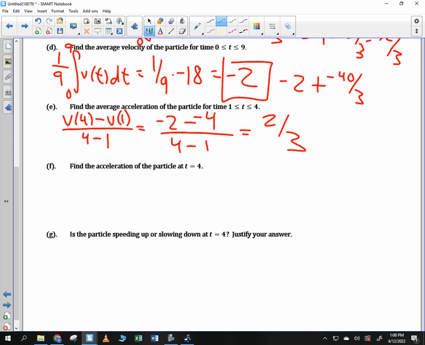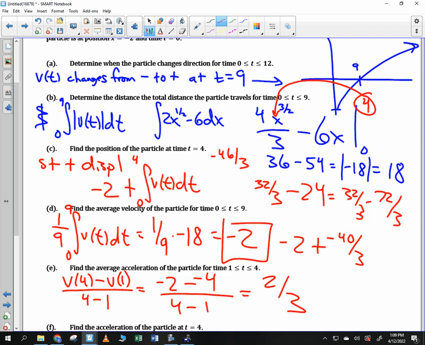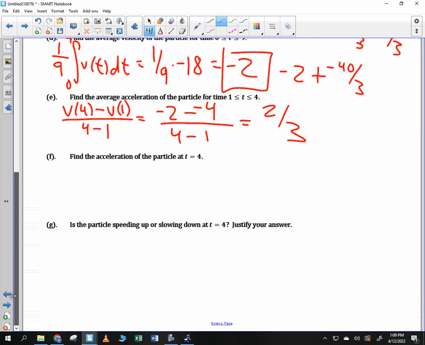Now it says find the acceleration of the particle at time equals 4. How do I find acceleration? Derivative. You guys remember how to take the derivative of that guy? Okay. All right. So I got 2 roots of x minus 6. What is the derivative of 2 roots of x? That's 2x to the 1/2. 1 over 2 root of x. So 1 over just the root of x then? Oh, yeah. And then the derivative of 6 is 0.